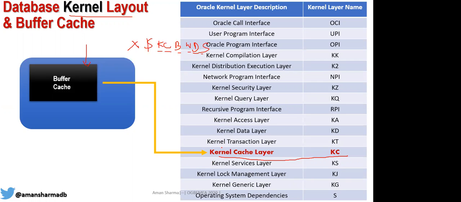And there are many more layers. For example, there is a transaction layer for transactions. So you have the tables X dollar KT, UXE, CXP, so on and so forth. So those particular tables are actually going to be the part of different kernel layers architecture.